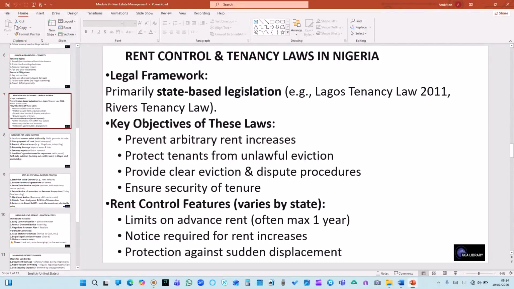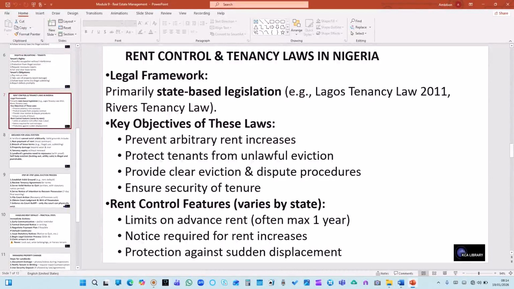Now let us look at rent control and tenancy laws in Nigeria. The legal framework of rent control and tenancy laws in Nigeria is that it is primarily state-based legislation. That is to say that this legislation varies across the states. For example, Lagos State has the Lagos Tenancy Law of 2011. Rivers State has the Rivers State Tenancy Law, as well as other states.